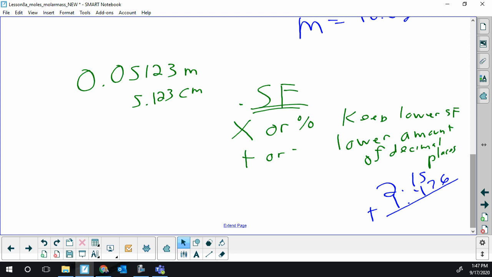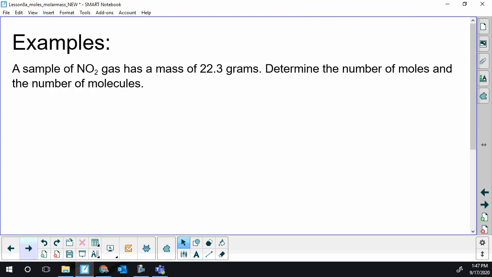One last slide, and you're done. Last example. Not new material, just another example for you. A sample of nitrogen dioxide gas has a certain mass. Determine the number of moles. That's what we're just doing. And then I'll go back to the start and figure out how many molecules that would be. So I'm tying the whole day in together.